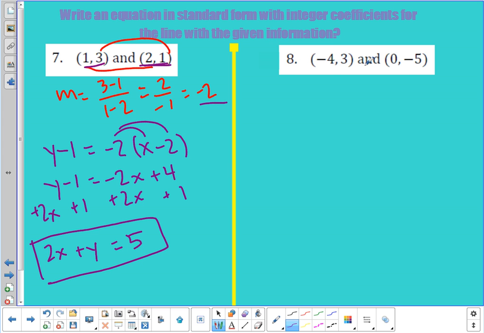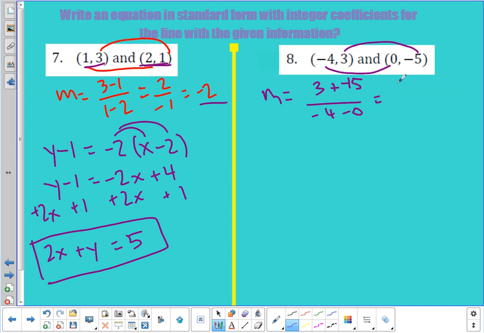Let's try that again in number 8. So again, I'm given 2 points, and the only thing that you can do with 2 points is to find the slope. That's it. So that's what I have to do first. So I'm going to take 3 minus negative 5 and negative 4 minus 0. So y minus y on the top, x minus x on the bottom.